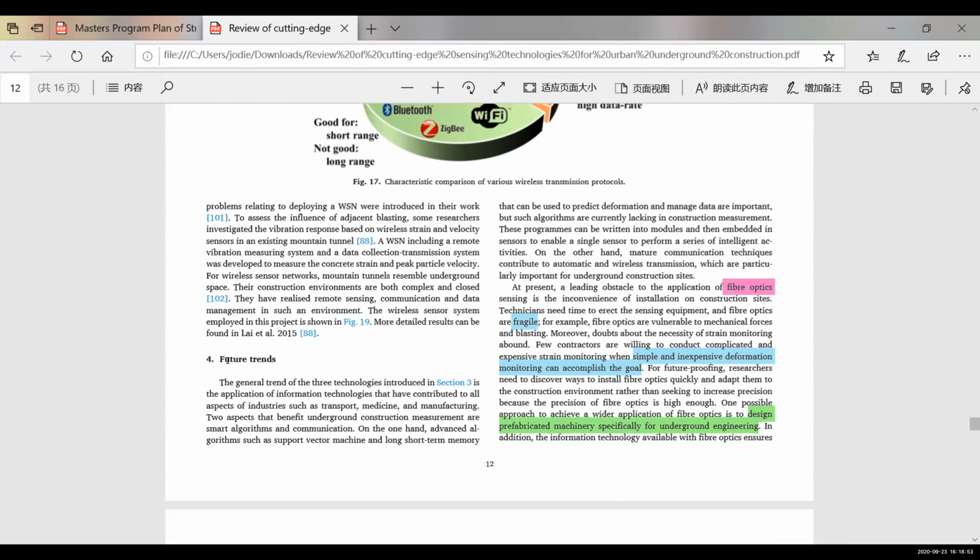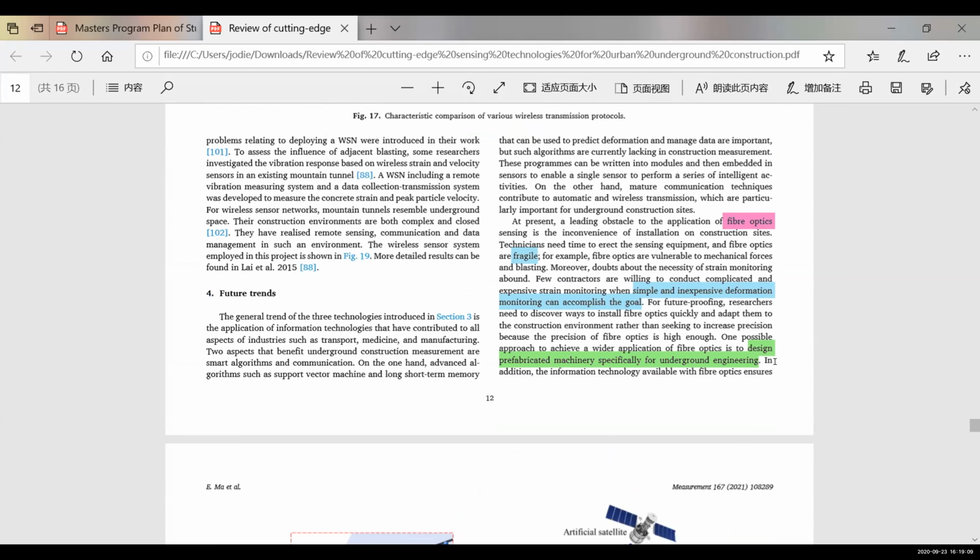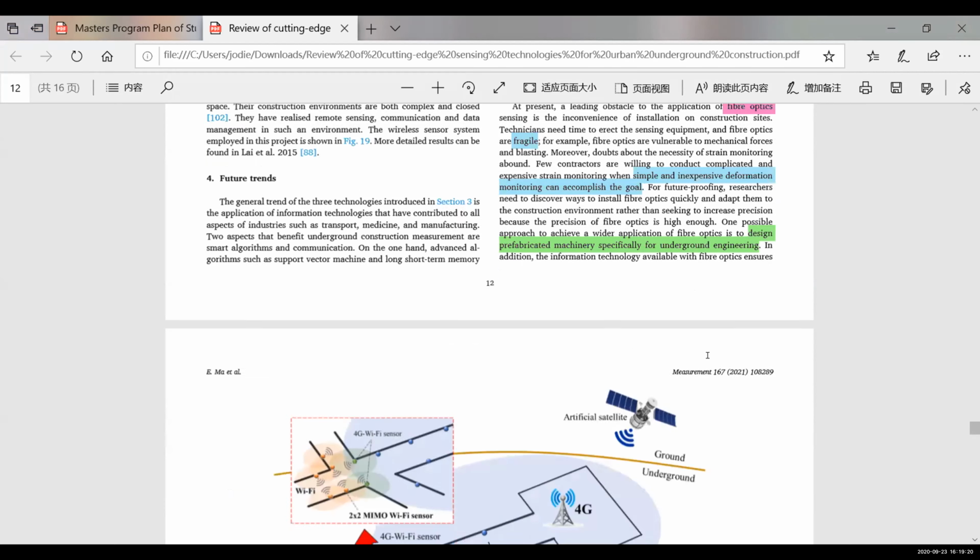So the next part is the future trends. Talk about some disadvantages of these three types of technologies. The fiber optics are fragile. So in the future, maybe fiber optics could be designed as prefabricated machinery specifically for underground engineering.